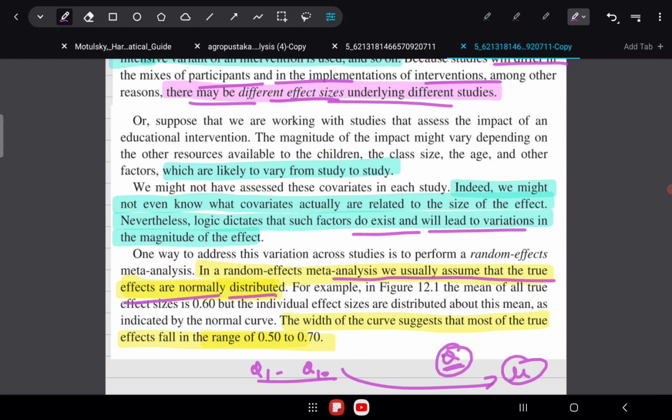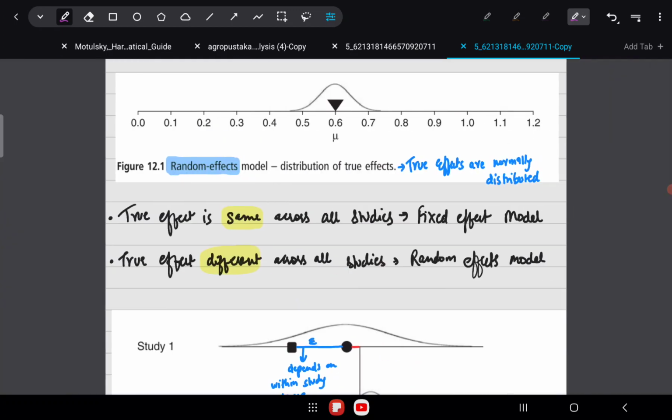They exist almost in the form of a Gaussian distribution, and the goal is not to find the common true effect, it is rather to find the mean of the true effects of the studies. So I'll show you in a diagram.